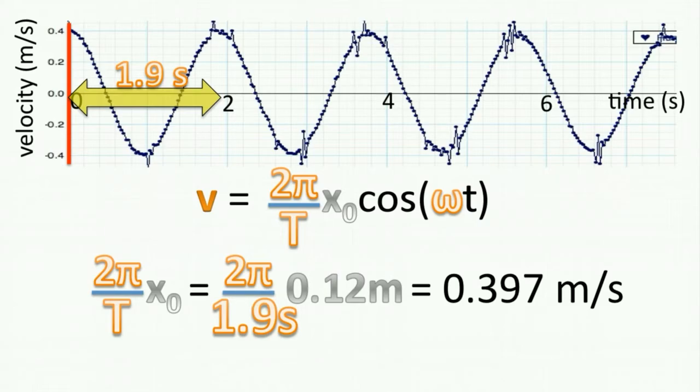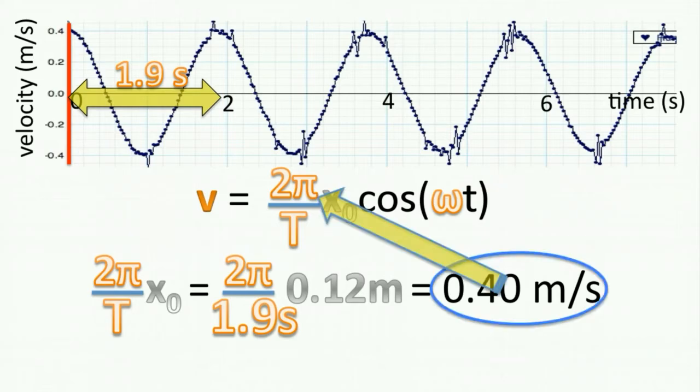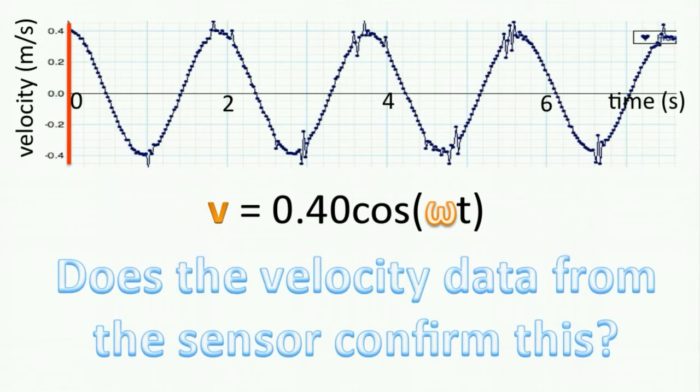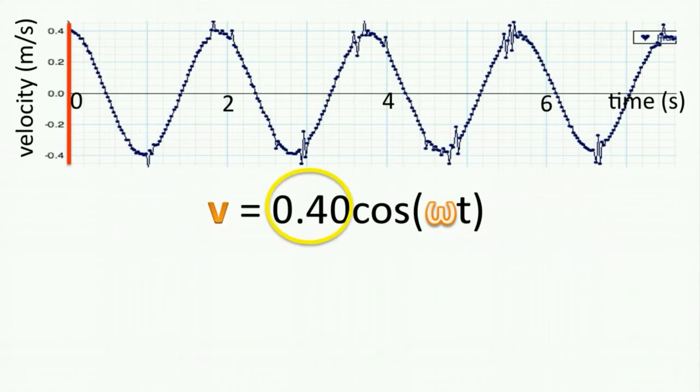Interesting. Now with significant digits, I think the best we can say is 0.40 meters per second. Substituting that expression, we end up with this expression for the velocity. Does the velocity data from the sensor confirm this? Well, let's take a look. Let's see. And it does. Notice that the peak amplitude of the velocity time graph, according to the information we got from the motion sensor, is around 0.4 and negative 0.4.